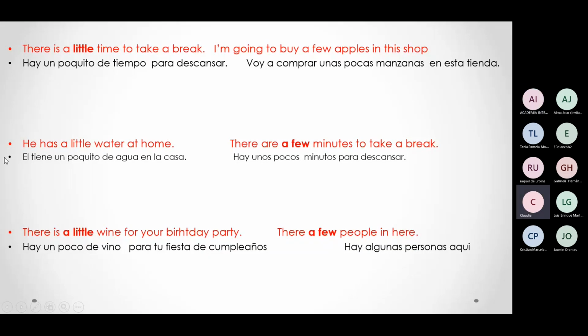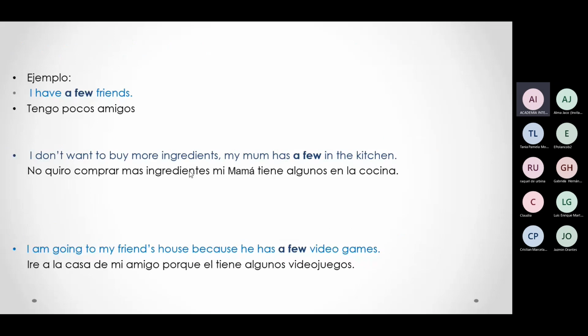He has a little water at home. So we can count water. What do you think about it? We cannot count water. So it's uncountable now, right? So that's why we have to use a little and not a few, right?